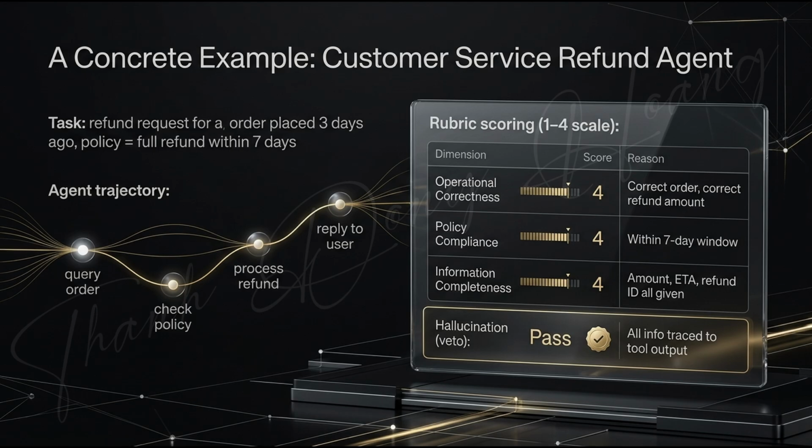Notice that hallucination isn't graded on a scale, it's a veto item. A fluent, well-formatted answer full of fabricated facts is worse than a blunt but accurate one, so any hallucination zeroes out the whole score, no matter how well everything else performed.